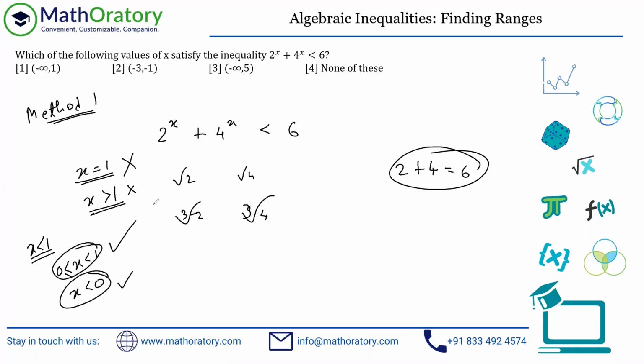So logically, you should be able to do this very, very fast. I had to explain this with examples, so it was taking a bit of time, but this is very fast to understand. So if you identify that 2 plus 4 is coming out to be 6, then you should be able to understand that going greater than 1, you are getting something more than 6, and going less than 1, even for fractional positives or negatives, you are going to get less than 6. So basically anything below 1 is acceptable.